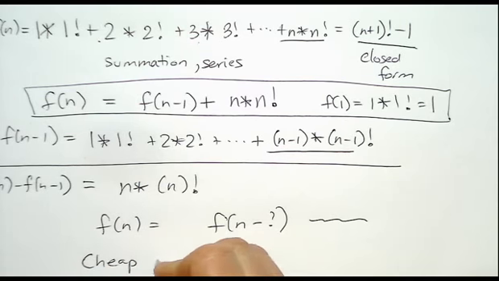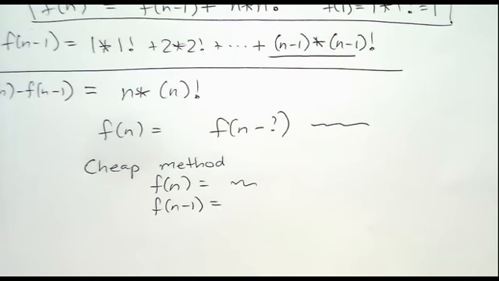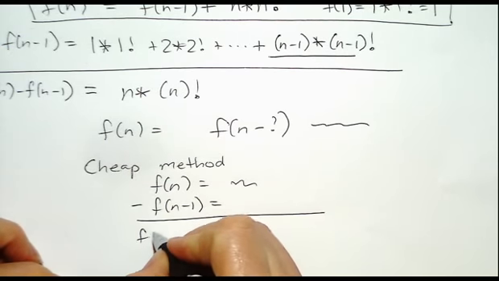So the cheat method is if I need to come up with a recurrence for something, so if I have f of n equals something, I figure out what f of n minus 1 is. And that's not hard to do because all I have to do is copy everything, and everywhere I see an n, I replace it with n minus 1 and put parentheses around it so I make sure I don't make any errors. And then I just need to subtract one from the other.